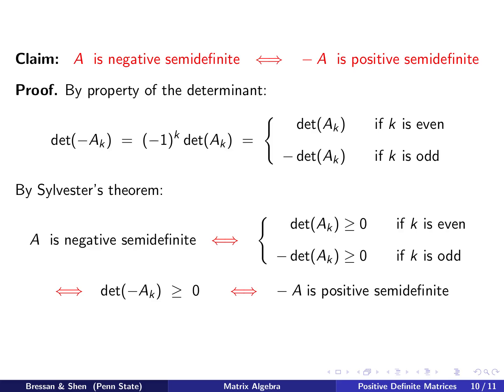And then we can apply Sylvester's theorem. If A is negative semi-definite, we have a criterion for that. That means the determinant of A_k is bigger than or equal to 0 if k is even, and is less than or equal to 0 if k is odd. This is equivalent to the determinant of negative A_k being bigger than or equal to 0. So then negative A would be positive semi-definite. Again, that's Sylvester's theorem.